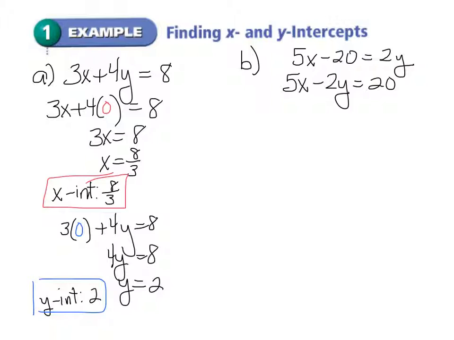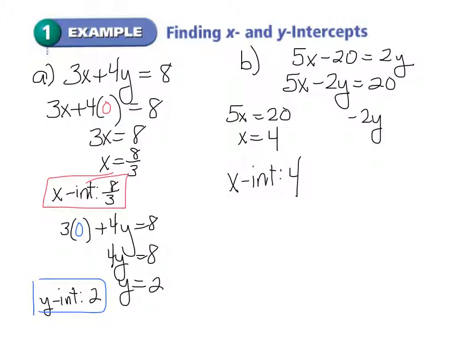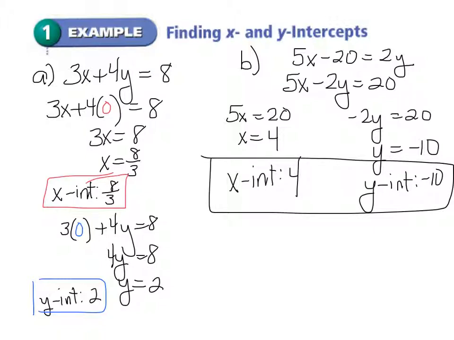This is where I would expect you to be able to do a lot of this in your head. If I plug in 0 for negative 2y, that's going to give me the equation 5x equals 20. 5x equals 20, I'm going to get x equals 4. Now, if you needed to show the work, you can do that. To find the x-intercept, I'm going to plug in 0 for y, which means I'm just going to get the equation 5x equals 20. I solve, I get x equals 4. So my x-intercept is 4. Now, if I plug in 0 for x, that gives me the equation negative 2y equals 20. Divide both sides by negative 2, that gives me the y-intercept of negative 10. So my x-intercept would be 4, my y-intercept would be negative 10.